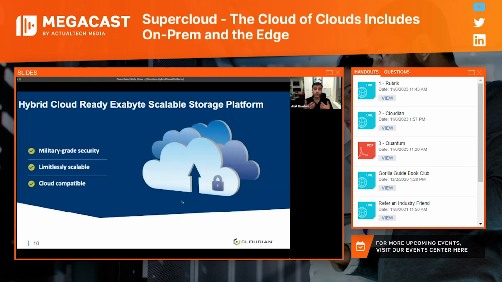Now, quickly, I'm going to introduce you to Cloudian and what we do. Cloudian is the company that I work for, and we are software-defined storage that's specifically meant to be hybrid cloud storage. What we specialize in is an object storage platform that has military-grade security, limitless scalability, and seamless cloud integration. Cloudian lets you optimize your data access, meet your data sovereignty needs, and cut your cost by consolidating information to a single cloud-like platform, right?